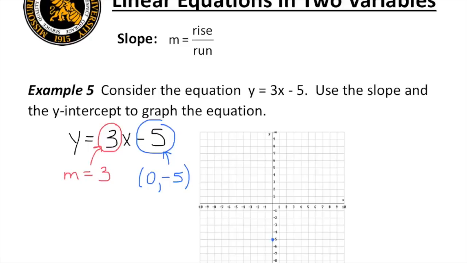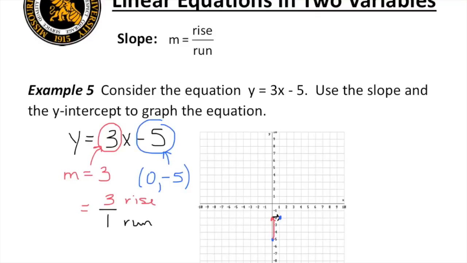Now we need to rewrite our slope so that we can use it to locate at least one additional point. So writing our slope as a fraction, 3 over 1, the numerator tells us our rise, our denominator tells us our run. So starting at our y-intercept, we're going to rise a positive 3, which means we move up 3, and then move 1 to the right, since it's a positive. After making those two movements, we plot a new point at 1, negative 2.